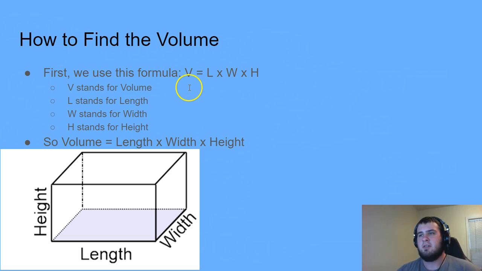For this formula, we'll be using V equals L times W times H. The V stands for volume, L stands for length, W stands for width, and H stands for height. So our formula is volume equals length times width times height. We can see this down here. What we do is we multiply the length down here times the width over here times the height right here, and that gives us our volume.